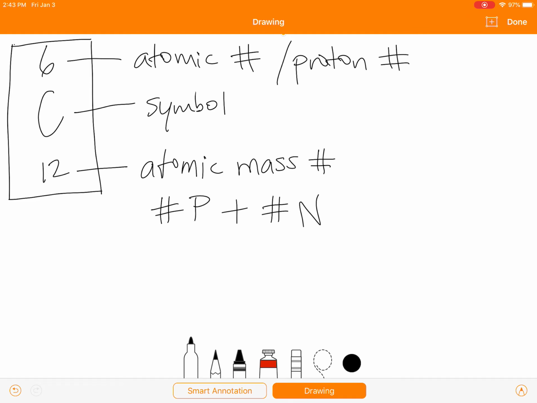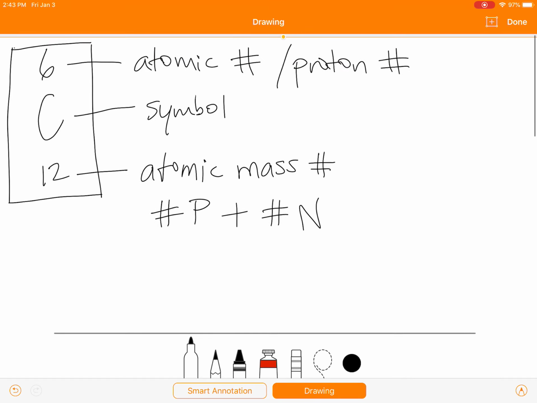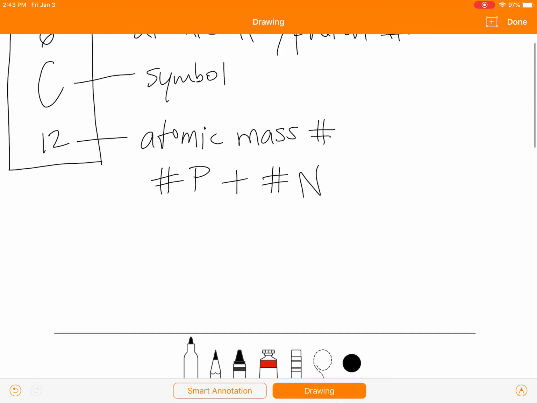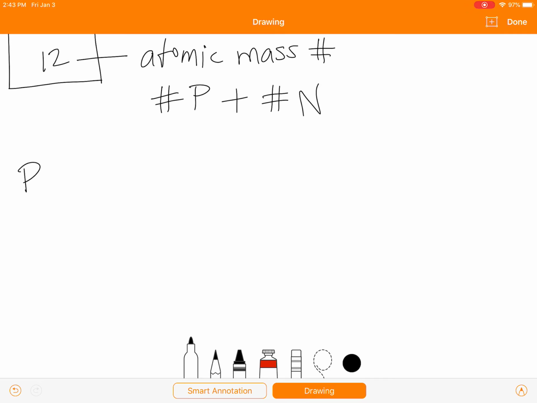Okay. So let's talk about the parts of an atom. I've been talking about protons, neutrons, electrons. Let's just review what those are. Hopefully you guys saw this in your PowerPoint already. But remember, there are 3 subatomic particles that make up all atoms. Okay, and those subatomic particles are protons, neutrons, and electrons.